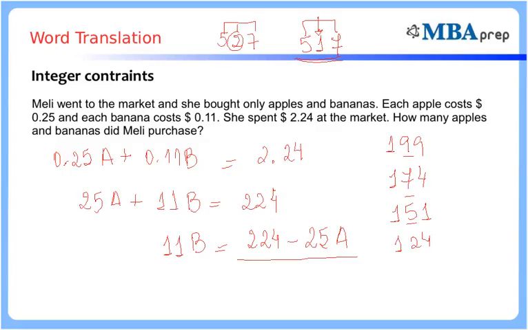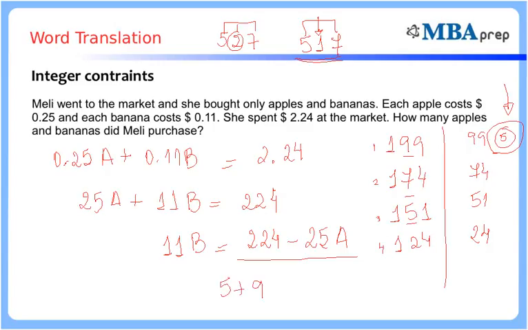So 8 is 1, 2, 3, 4, now 5. 99 is a multiple. So just check if that's the only possible answer. I will reduce a few more times: 74, 51, and 24. Wow, we didn't find any other multiple. So I have 5 apples and 9 bananas. So 5 plus 9, 14. So she bought 14 pieces of fruit.